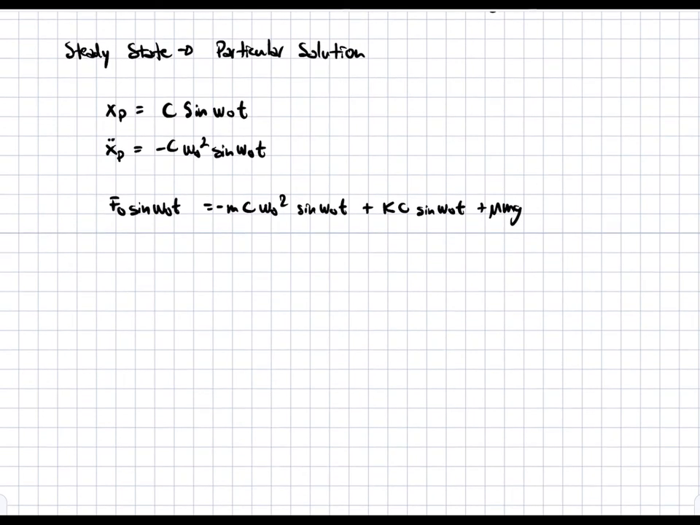Now we can rearrange and divide everything by sine omega naught t. So this term goes away, this term goes away, and this term goes away, and we just have this divided by sine omega naught t, to simplify and get rid of all those sines. We get the following: c times k minus m omega naught squared is equal to F naught minus mu mg divided by sine omega naught t. I took this term and brought it over to this side, and then collected the c out of these two terms.